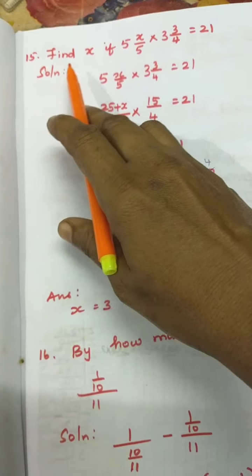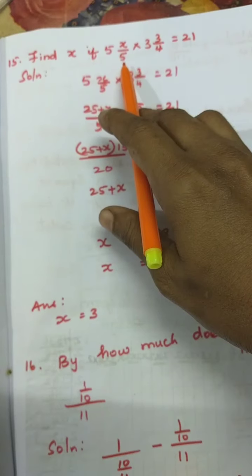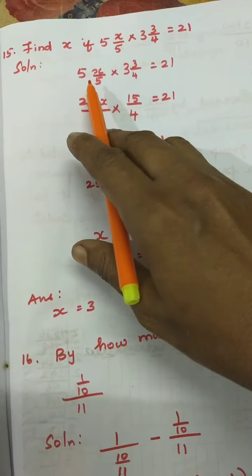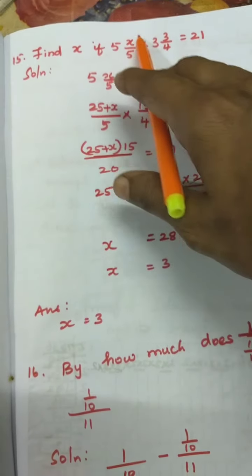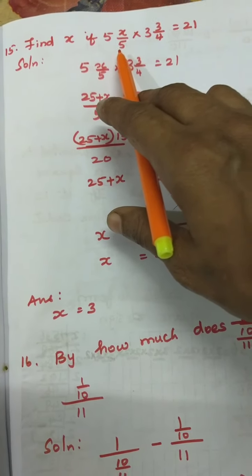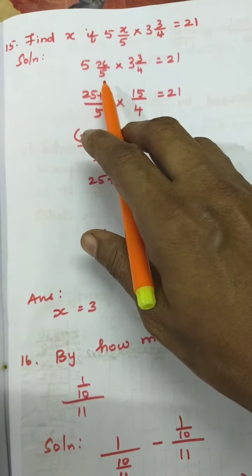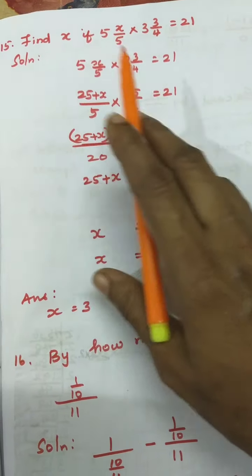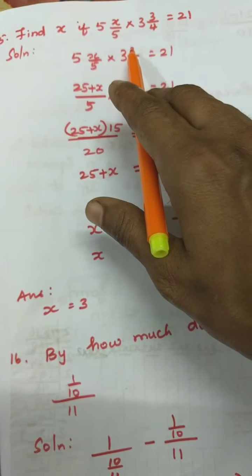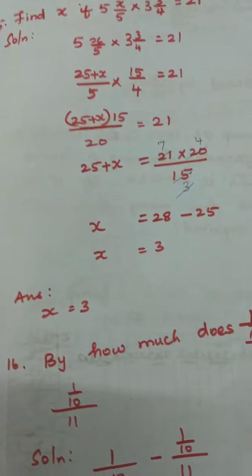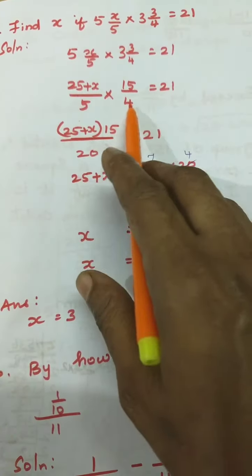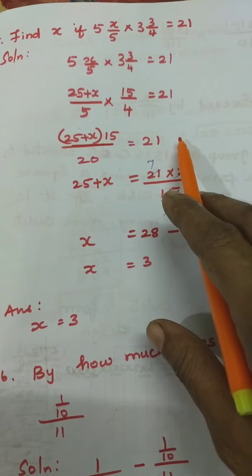Then the 15th sum. Find x if 5 x by 5 into 3 by 4 is equal to 21. Then you can change the mixed fraction to an improper fraction. I am changing the mixed fraction. 5 5s are 25, 25 plus x by 5. 4 3s are 12, 12 plus 3, 15 by 4 is equal to 21. So you have to multiply both, isn't it? 5 4s are 20. Here, 25 plus x into 15 is equal to 21.